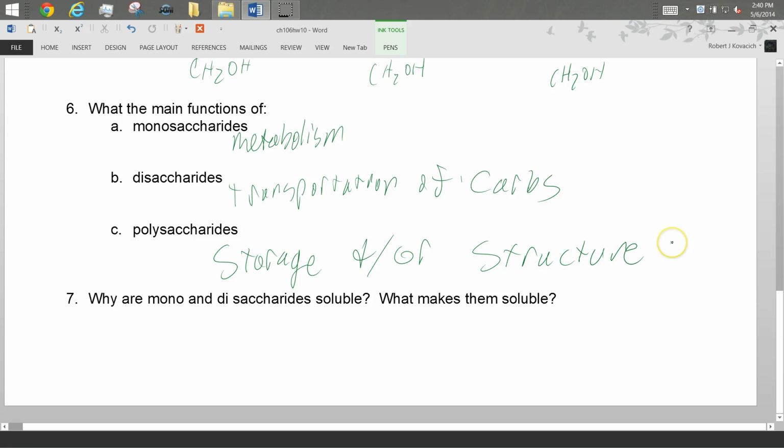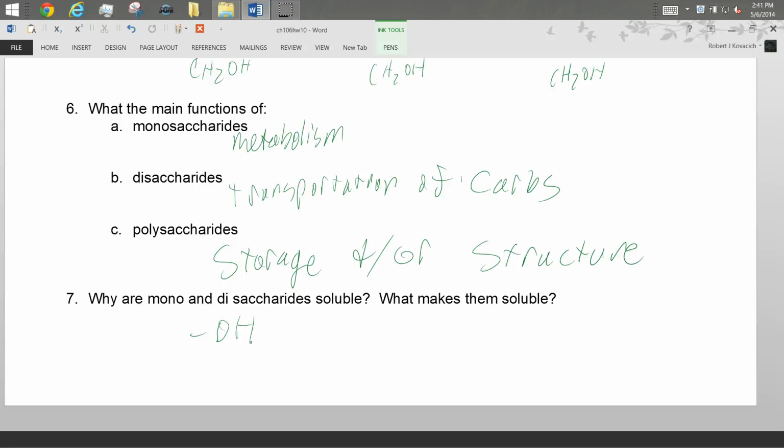Why are the mono and disaccharides soluble? What makes them soluble? The hydroxyl groups attached to the carbon chain. Yeah, there are a lot of hydroxyl groups, right? So every single carbon's pretty much got an OH on it, or an oxygen in some fashion. So since every single carbon has an oxygen on it, that allows you to have something very soluble. So plentiful hydroxides make this thing soluble.